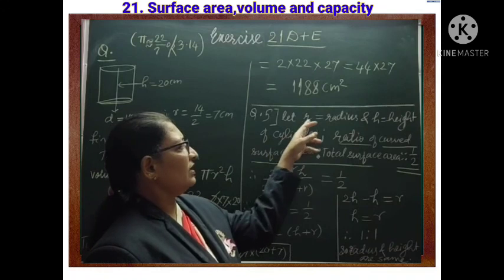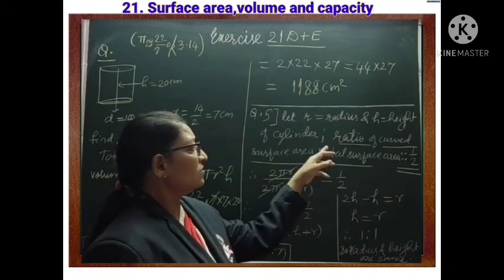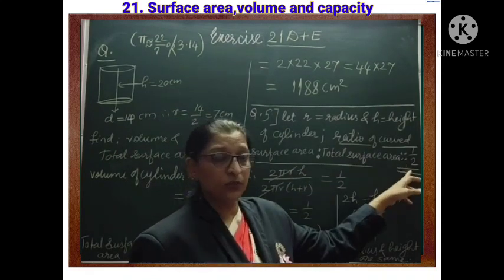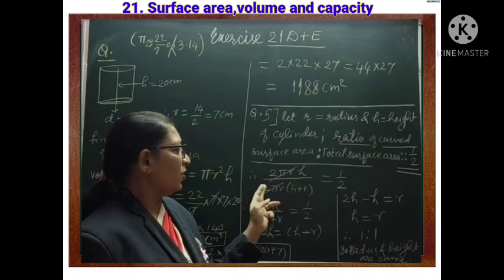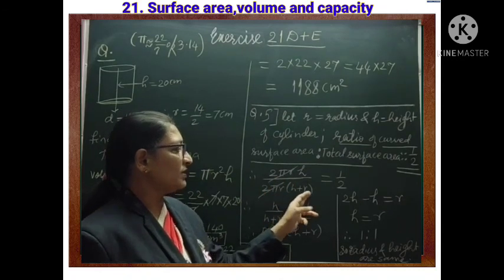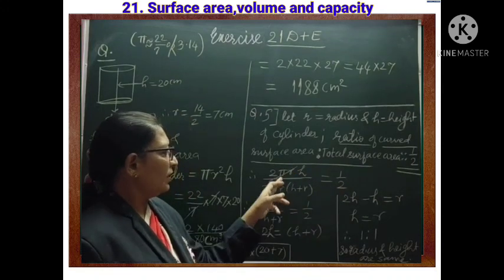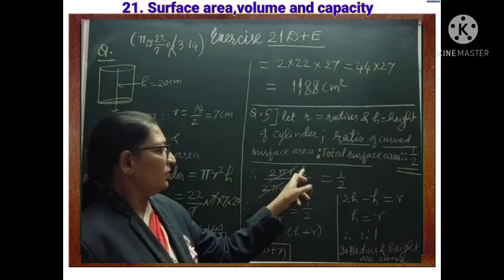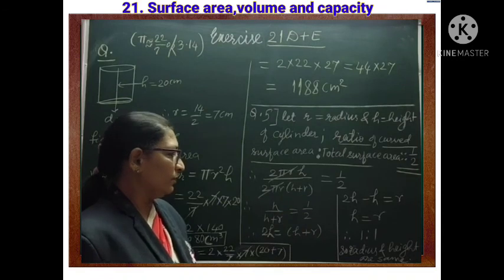We will consider r as the radius and h as the height of the cylinder. Since the ratio of curved surface area and total surface area is 1/2, we can write down that formula. So 2 pi r h upon 2 pi r into (h plus r) is equal to 1/2. Here 2 pi r is common in the numerator and denominator, it will get cancelled. Remains h upon (h plus r) equal to 1/2.